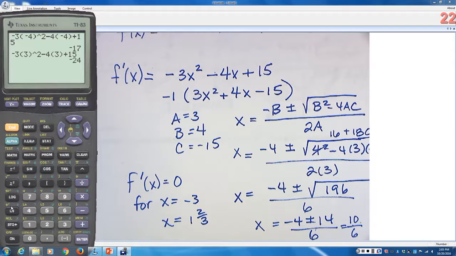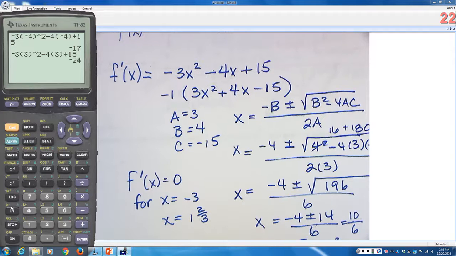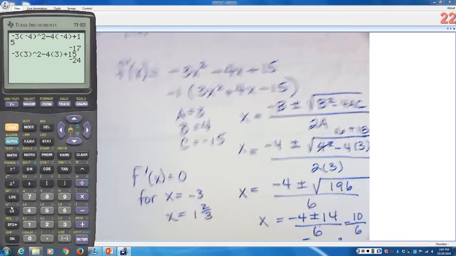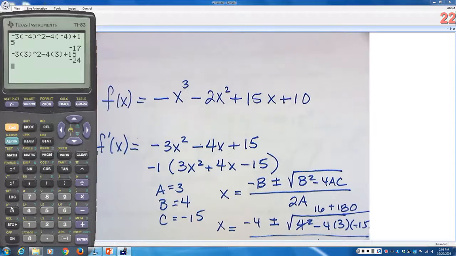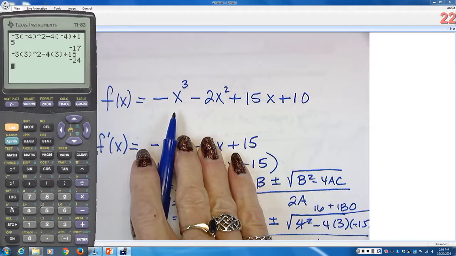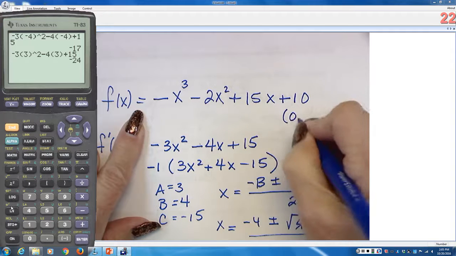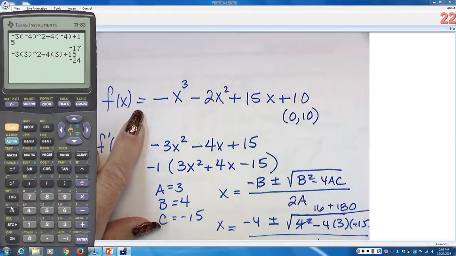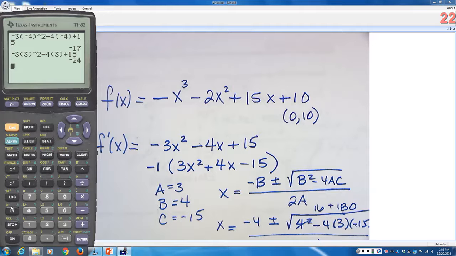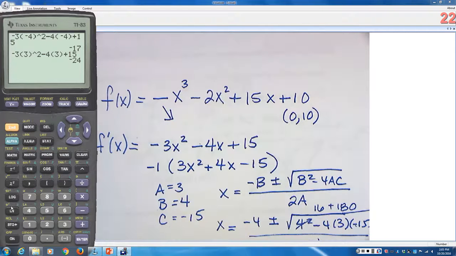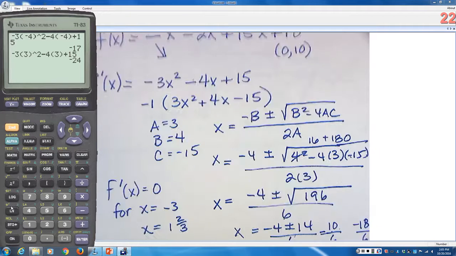And it does. So at this interval, my derivative is negative, negative, negative, negative, negative, negative. So if I'm going to graph this function, here's what I know. It's going to have a y-intercept of (0, 10). It's going to start out having a negative slope, which means it's going to go down until it gets to -3.